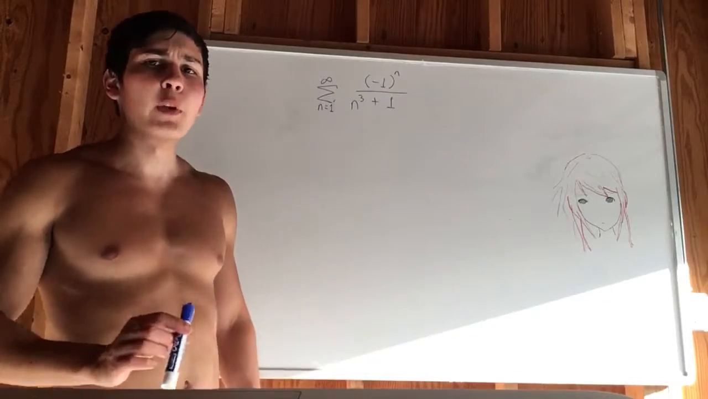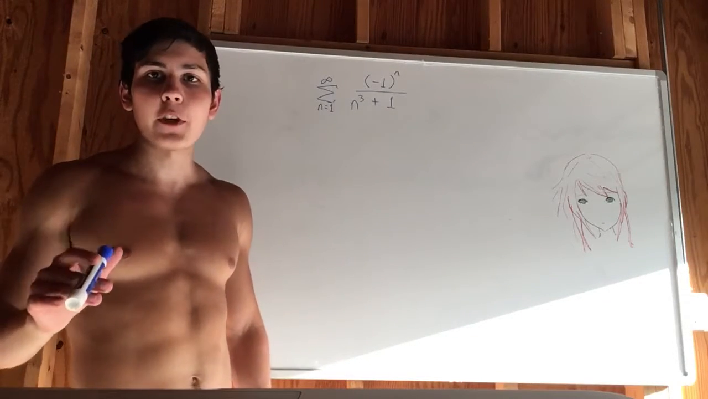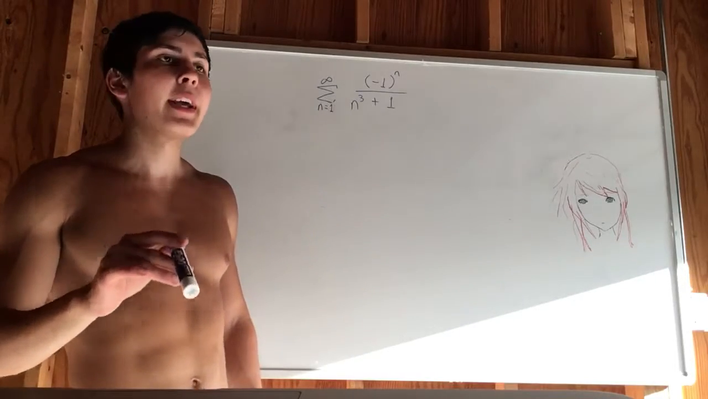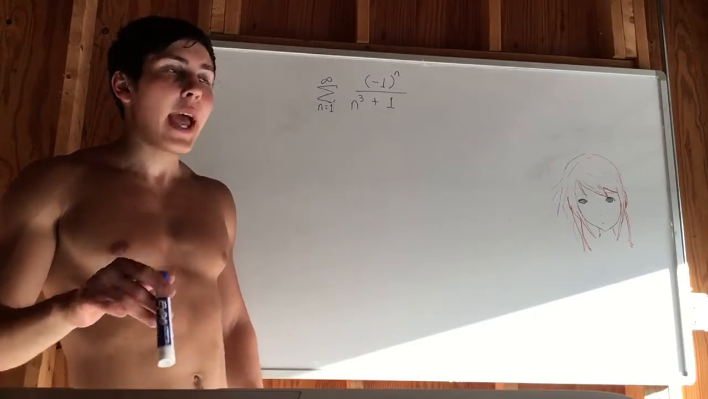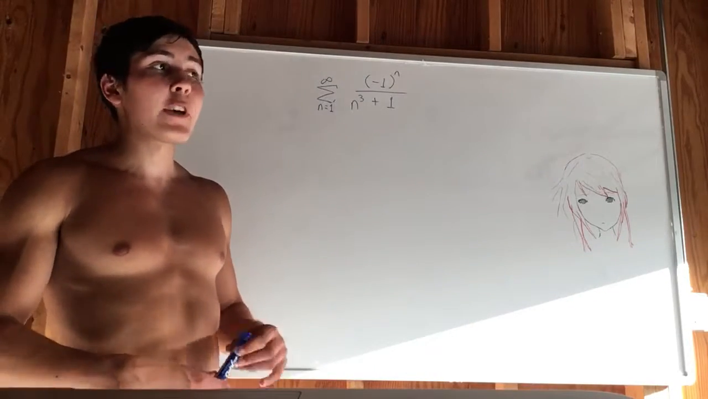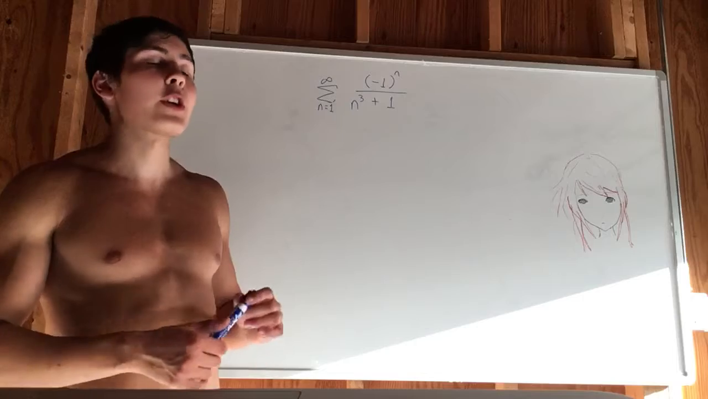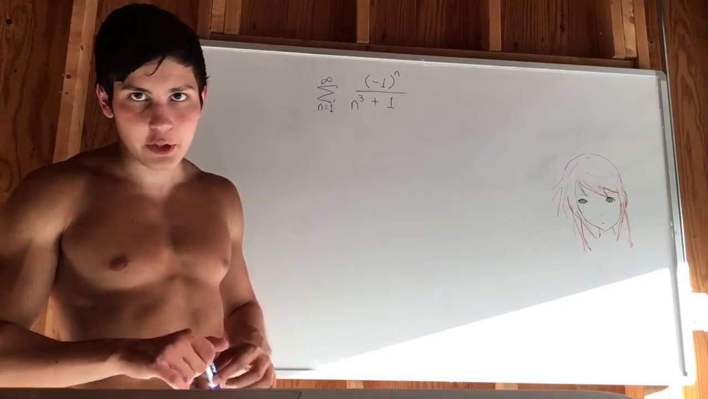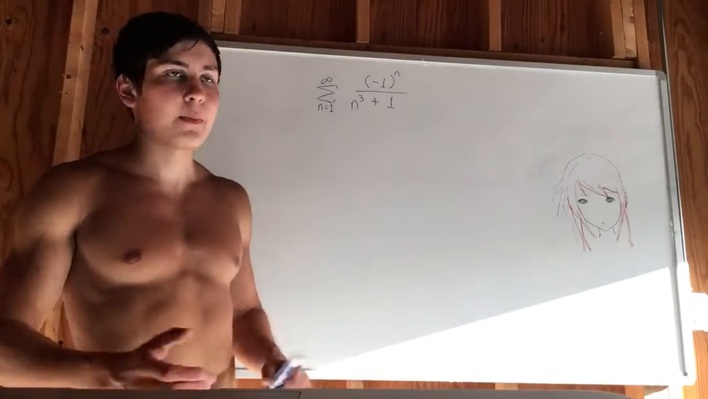Okay, we have to determine whether this series is absolutely convergent or conditionally convergent. So first we're going to determine if it's absolutely convergent. Absolute convergence implies convergence. But if we find out that it diverges when we're checking for absolute convergence, then we still have to check for conditional convergence or for divergence.